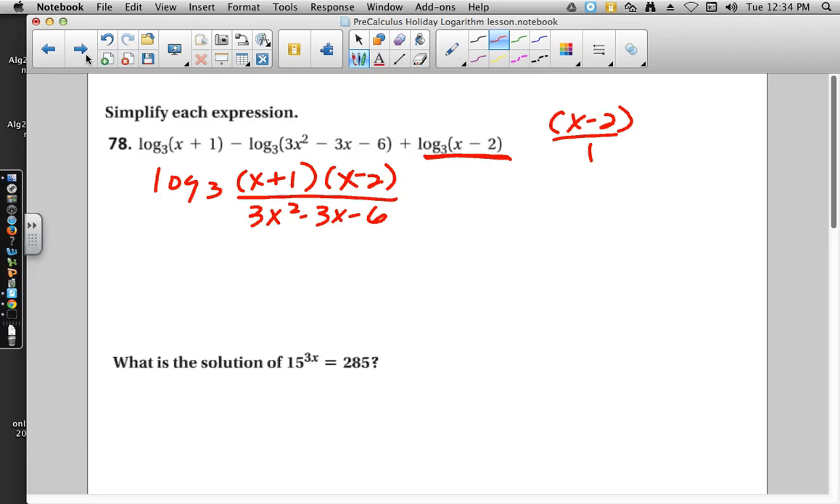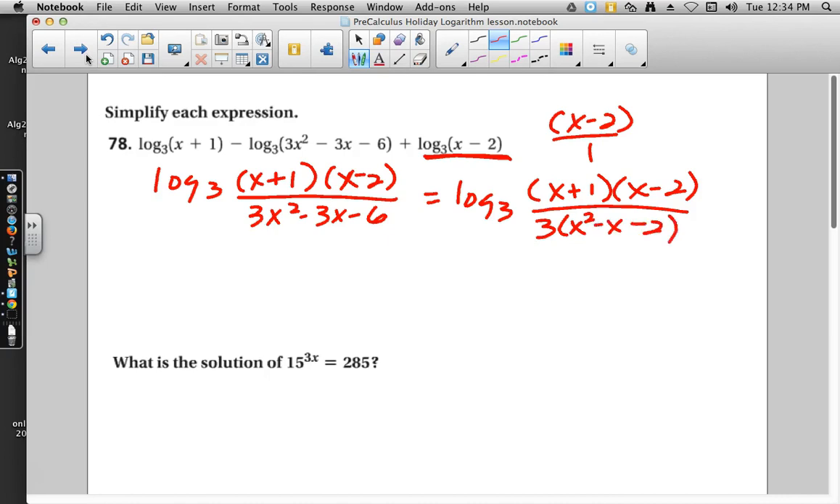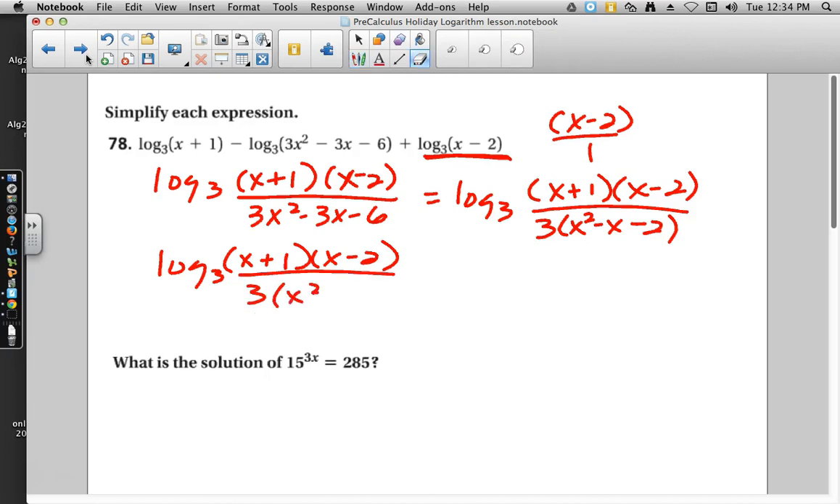Now, my hope would be that something's factorable here. So I go ahead and leave my numerator exactly as it is. But in my denominator, I pull out a 3. And then I check to see, is there anything that I can do to factor my x squared minus x minus 2. So we know x times x will give us the x squared. We just need two numbers that multiply to -2 and add to -1, and that's going to be -2 and plus 1. So that gives us some really great canceling that we can do here.